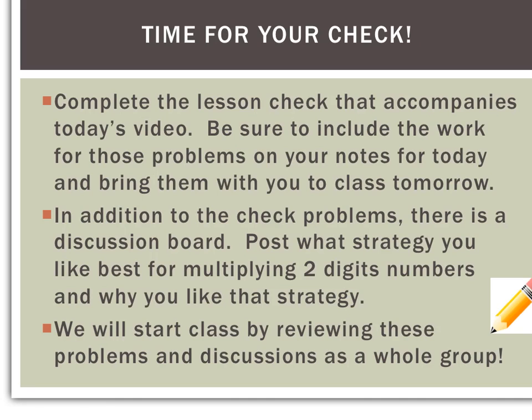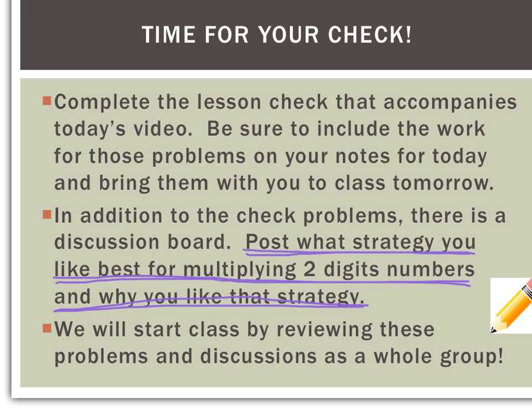Tonight, in addition to the regular check problems for today that you'll write down and bring in, I'm also going to put up a discussion board. I'd like you to post the strategy that you like best for multiplying two-digit numbers and why you like that strategy. Once you make your post, look back at what some of your friends posted and see if you agree with them. You may comment on your friends' posts as long as you can do so appropriately in a way that helps them with respect.